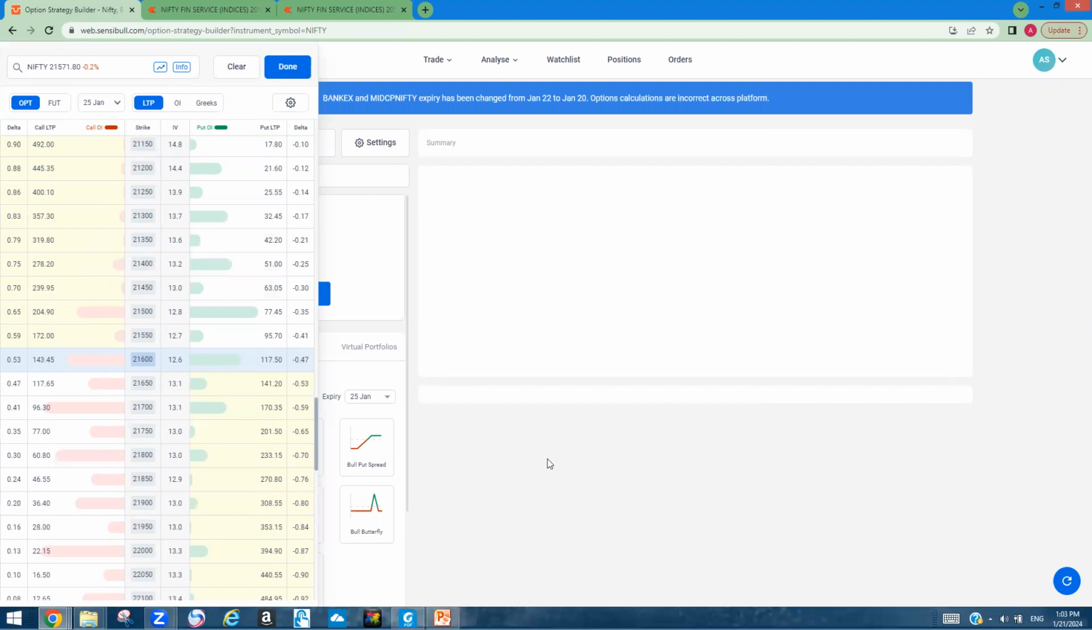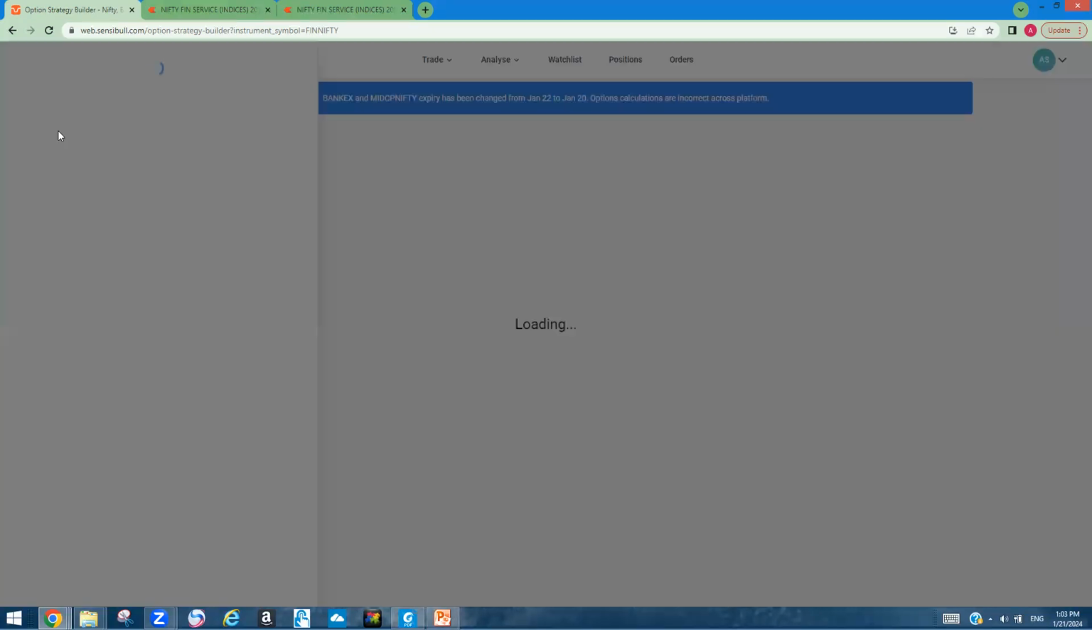Okay. Now I'll show you first how you can trade in scalping, but not option buying scalping, because as I always tell, scalping is a bit risky. So you can still do scalping through option selling, and let me go to that one first.